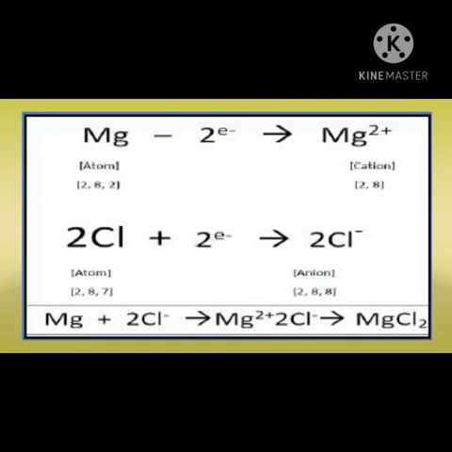One magnesium atom transfers 2 electrons, one each to 2 chlorine atoms, and so Mg+2 and 2 Cl- ions are formed. The 2 Cl- ions attract Mg+2 to form MgCl2. So magnesium and 2 chlorine atoms combine together and form magnesium chloride.